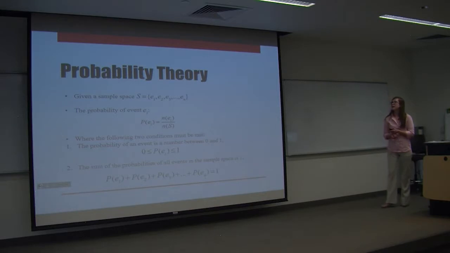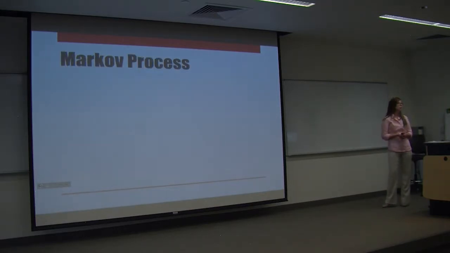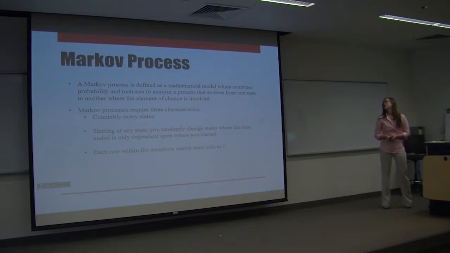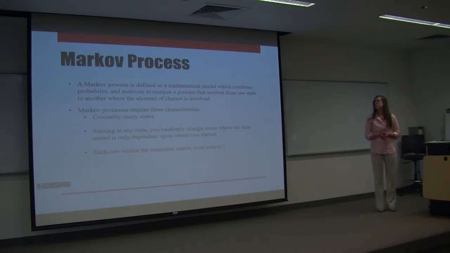So with that being said, I'd like to move on to what's known as a Markov process. A Markov process is defined as a mathematical model which combines probability and matrices to analyze a process that evolves from one state to another where the element of chance is always involved. A Markov process then requires three characteristics. First, there must be countably many states. Second, starting at any state, you randomly change states where the state ended is only dependent upon where you started. And third, each row within the transition matrix must sum to 1. This I'll discuss on the next slide.